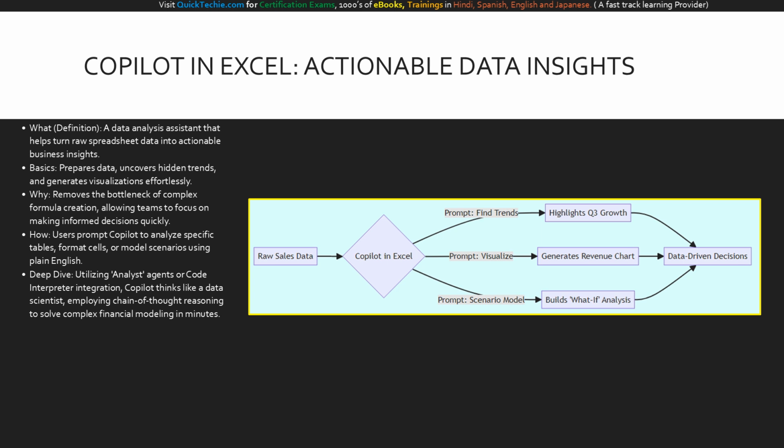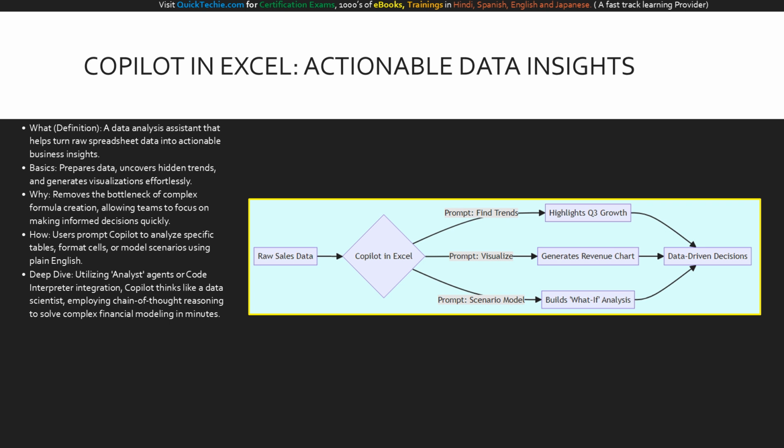For our deep dive, we look at advanced capabilities like the Analyst agent. Analyst transforms raw data by using chain-of-thought reasoning, iterating through complex problems just like a human data scientist would, bringing unprecedented analytical power to everyday business users.